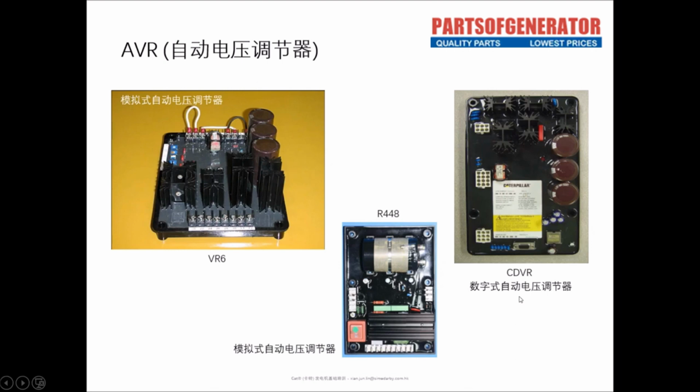This page shows some of the ones that are still in use today. One type of automatic voltage regulator is VR6, which is also an analog automatic voltage regulator. Another type is R448. R448 is an analog automatic voltage regulator used by Leroy Summer generators.